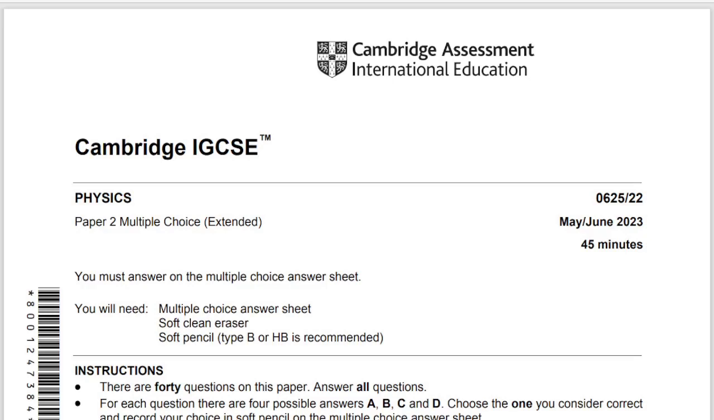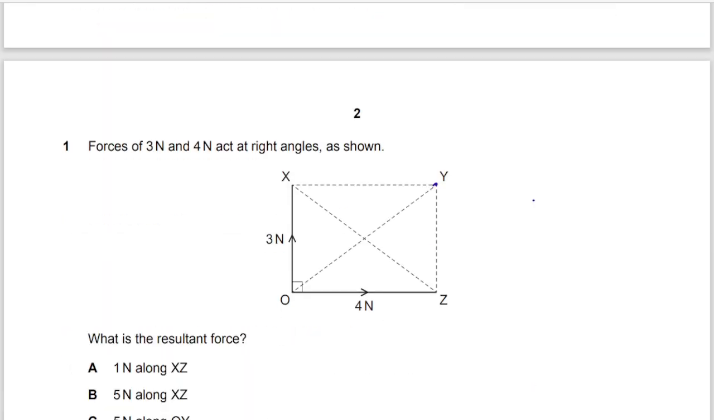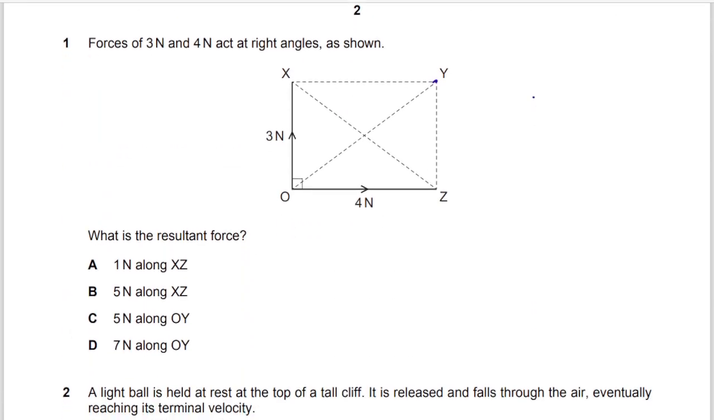So in this video we are going to solve the multiple choice questions for extended students May-June 2023. Question number 1 says that there are two forces, one 3 Newton and 4 Newton, that act at right angles to each other as shown in the figure. We have to find the resultant force.